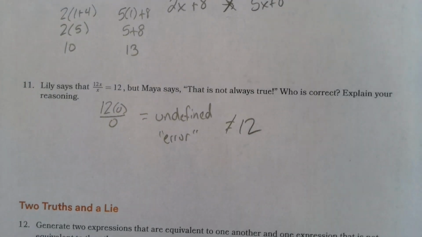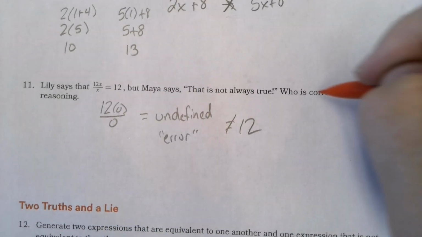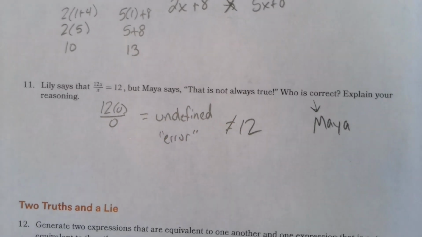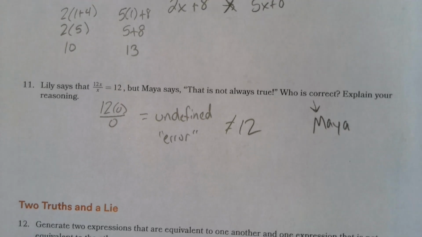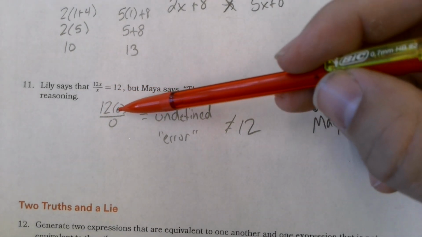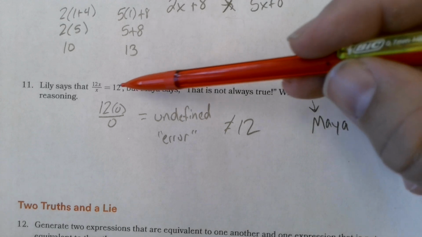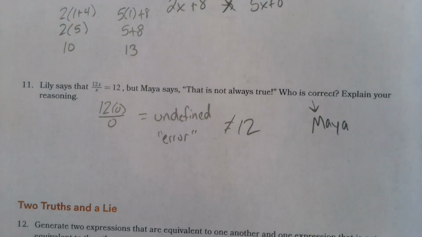We cannot divide by 0, so therefore Maya would be correct. Who is correct? Maya is correct, because you cannot use 0, so the expressions would not be equivalent in that case. If we use some other numbers, it might work. So for instance, if we used 1, well, 12 times 1 is 12, and 12 divided by 1 is 12, and 12 equals 12. That would work, but 0 doesn't work. Therefore, we cannot say it's always true. Maya would be correct there.